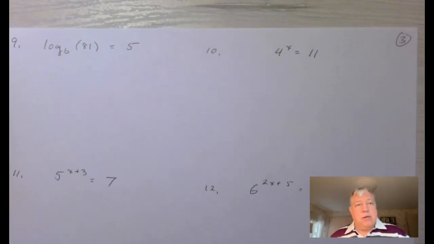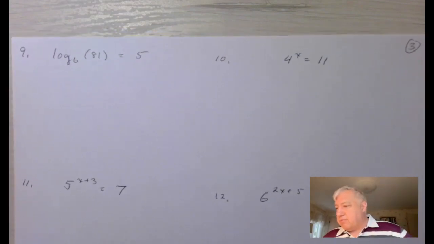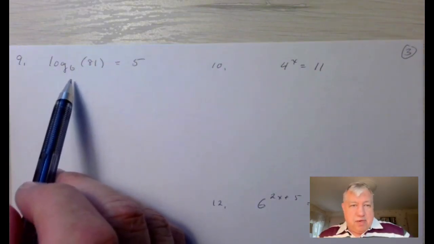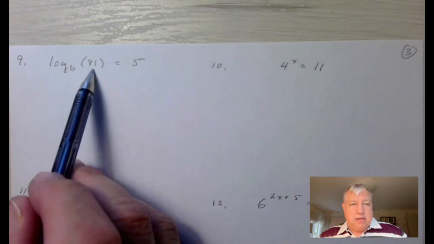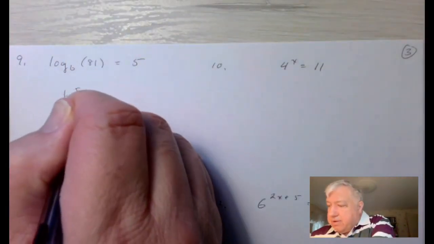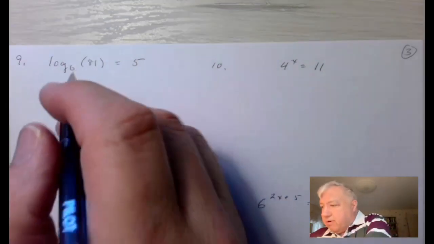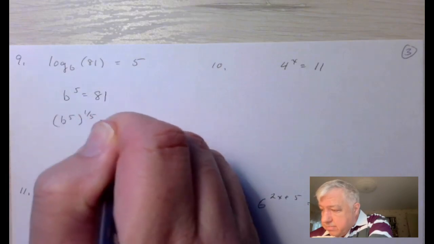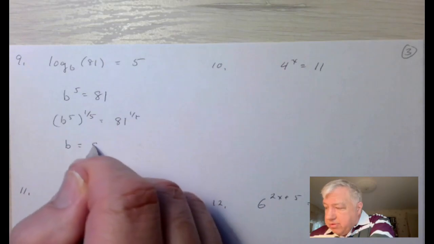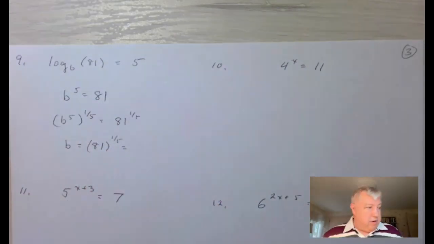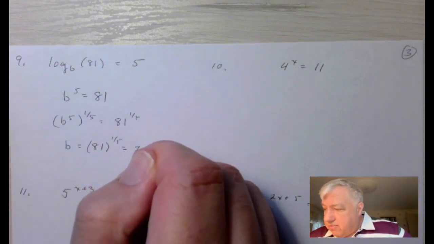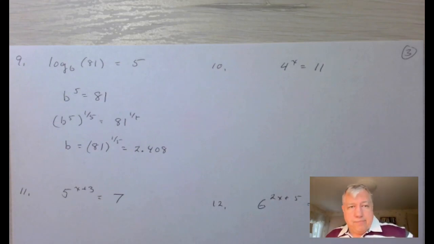So we are going to solve a few more logarithmic and exponential equations. In fact, all of the ones on this page are exponential, except maybe this first one, number 9. Let's try to unfold what this means. It says 5 is the log we raise b to get 81, so b to the 5th is 81. To get b, we take the 5th root of both sides, that is, raise both sides to the 1/5 power. So b is equal to 81 to the 1/5, and on our calculator this is approximately 2.408. So that's one case where the unknown is actually the base.